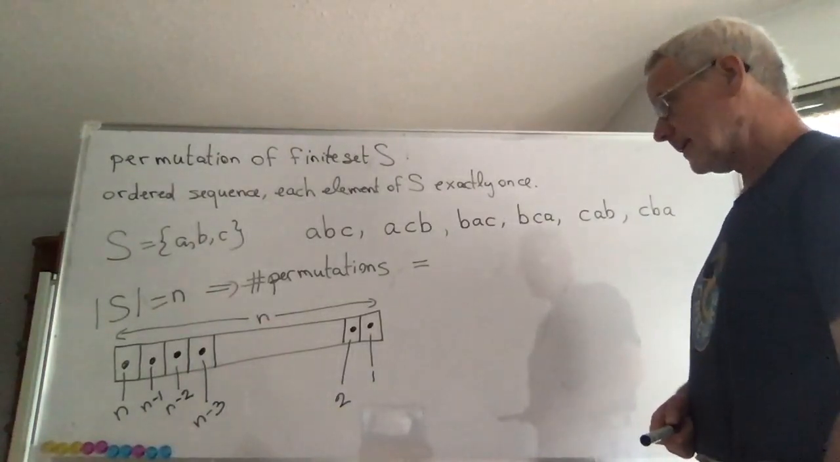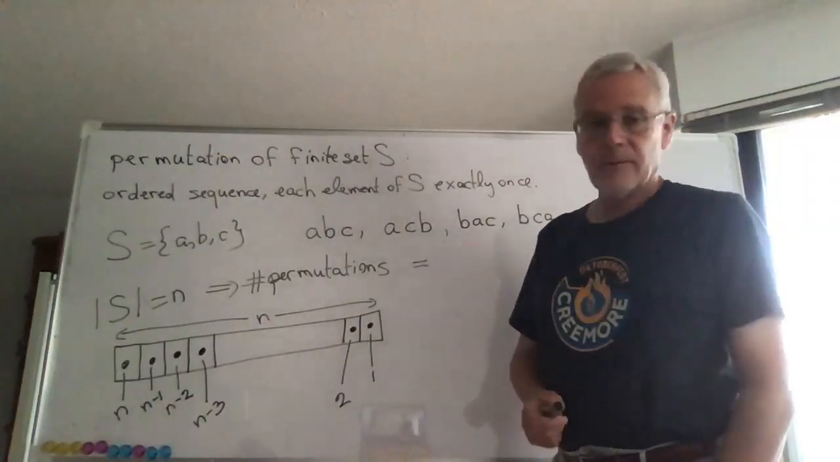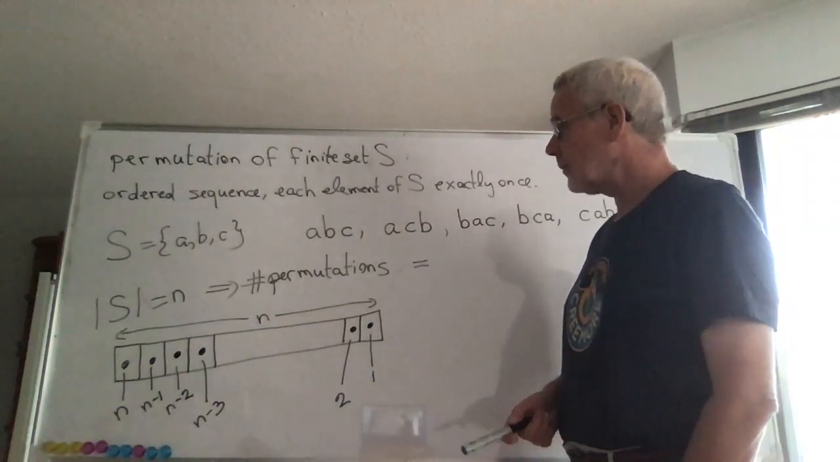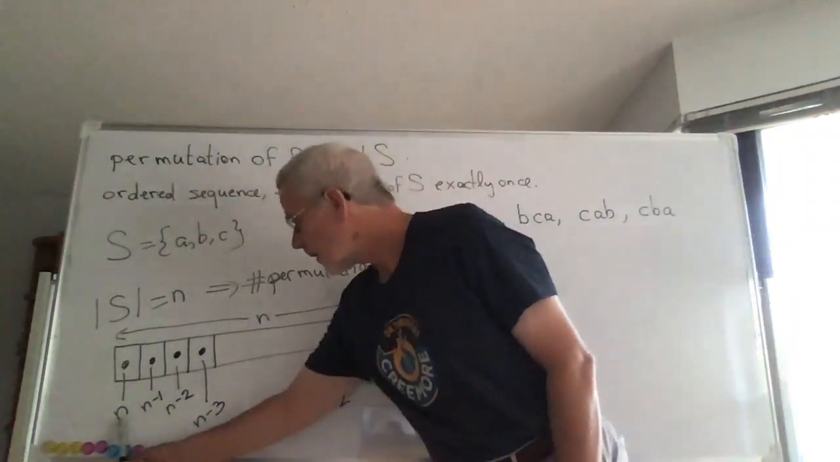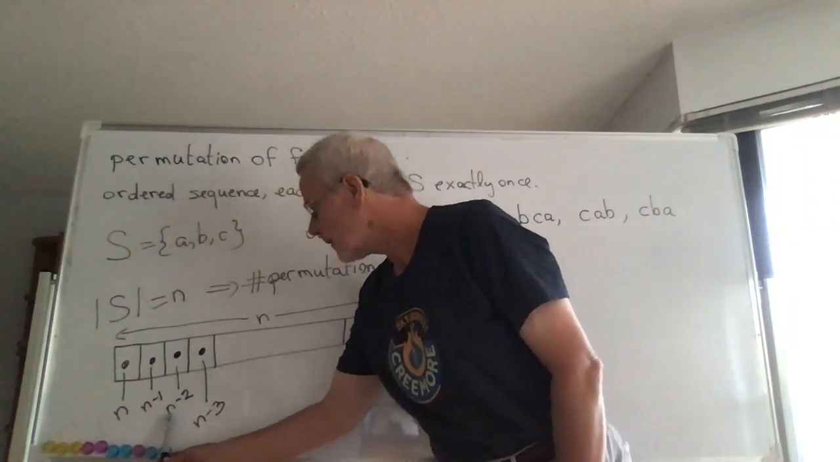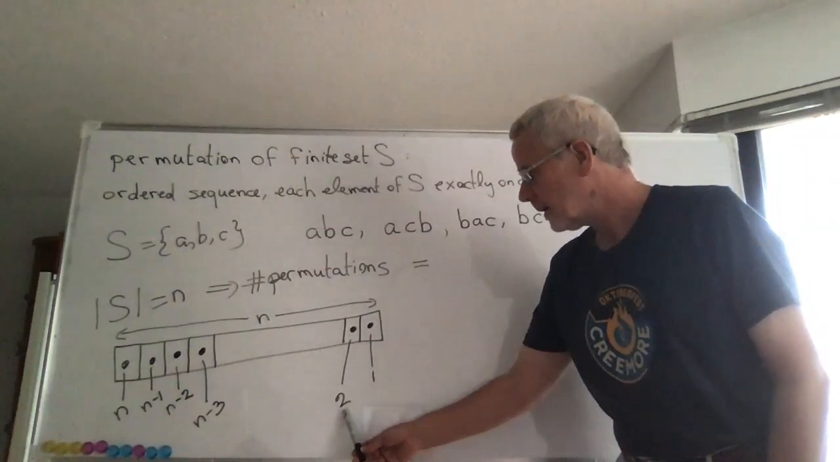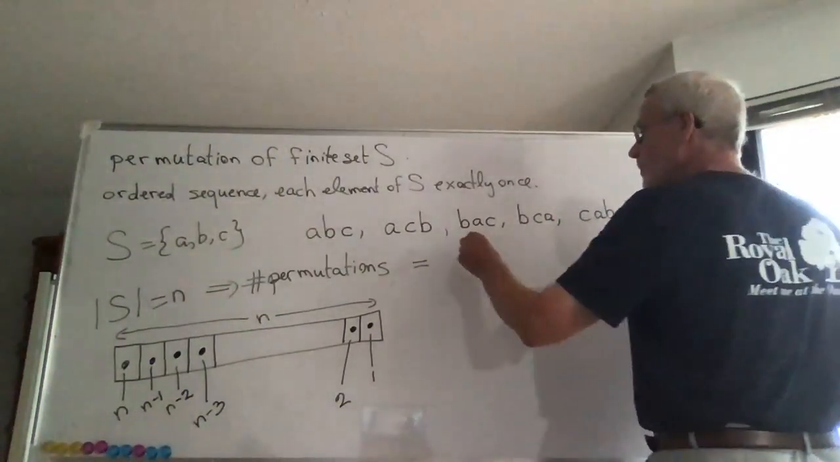Okay, so this is exactly what we need in order to apply the product rule. The product rule says the total number of permutations is equal to n times n-1 times n-2 times n-3 all the way down times 2 times 1. And this is equal to n factorial.